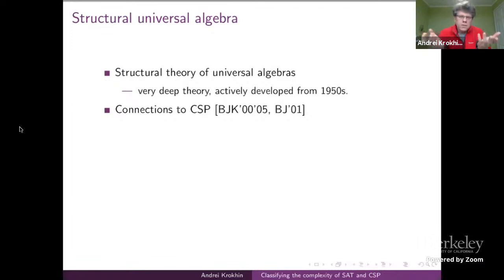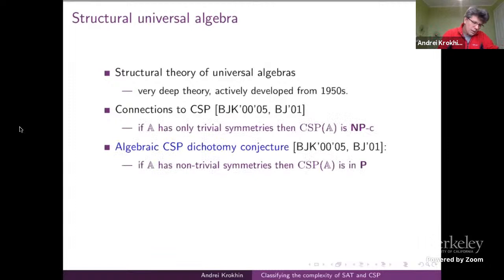So the general theory of gadget reductions is a simple thing. You can somehow intuitively understand what this means, right? One problem gadget reduces to another if and only if something happens. But this structural theory of universal algebras, that's a really deep thing. The connection between CSP and this theory was made very explicit and clear in a series of papers by Bulatov, Jeavons, and myself. And in particular, we observed that if your structure A, if your CSP has only trivial symmetries, then the CSP is NP-complete.